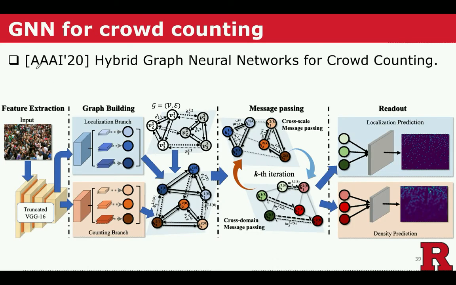This AAAI 20 paper uses a GNN for the crowd counting task. Here, the feature map from the CNN backbone is considered as the node. Particularly, multiple scales of feature maps are generated, and each scale of feature map is a node, and the graph is fully connected.